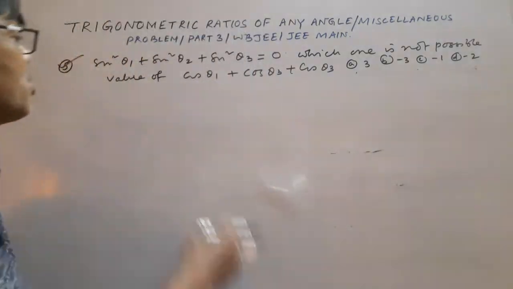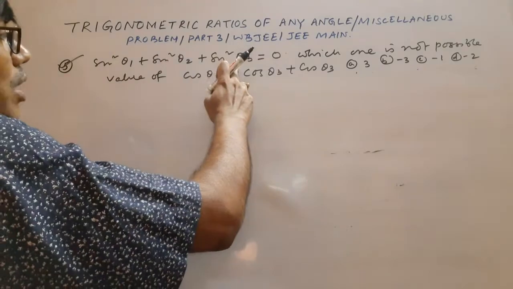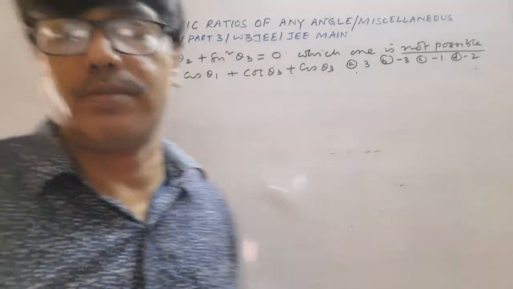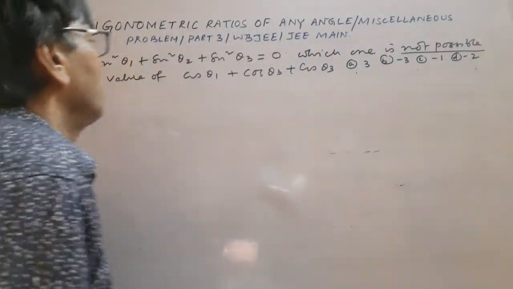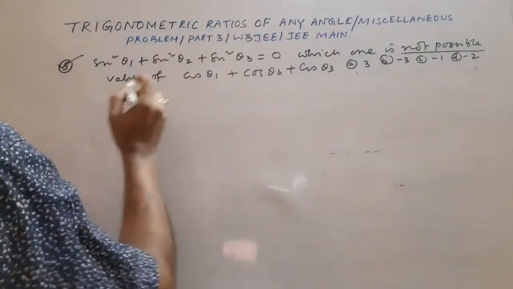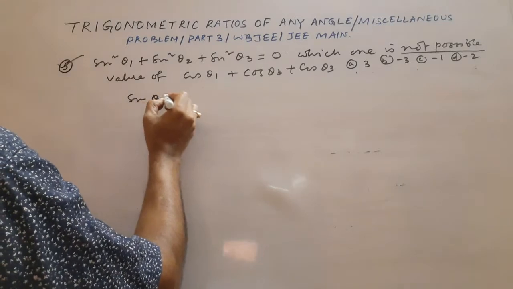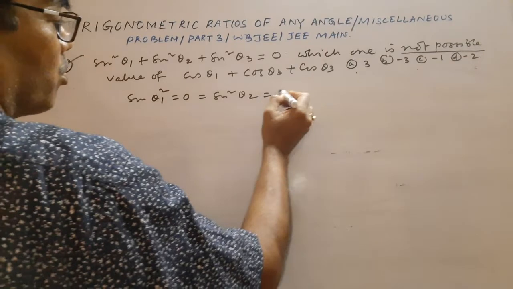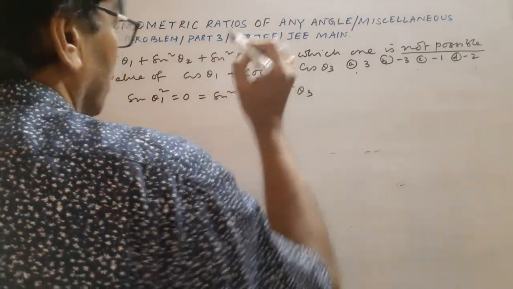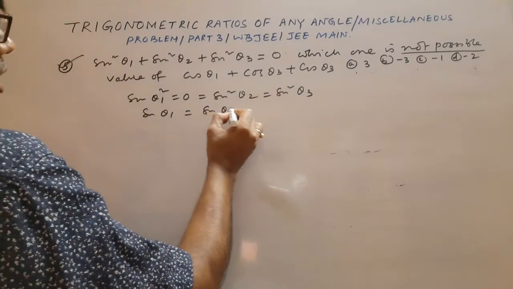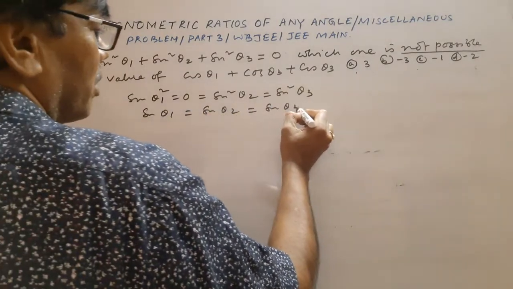Given sin square theta 1 plus sin square theta 2 plus sin square theta 3 equals 0, which one is not a possible value of the expression? So, the given expression is this. The sum of squares equals 0, so it is possible when sin square theta 1 equals 0, sin square theta 2 equals 0, and sin square theta 3 equals 0. That is, sin theta 1 equals sin theta 2 equals sin theta 3 equals 0.